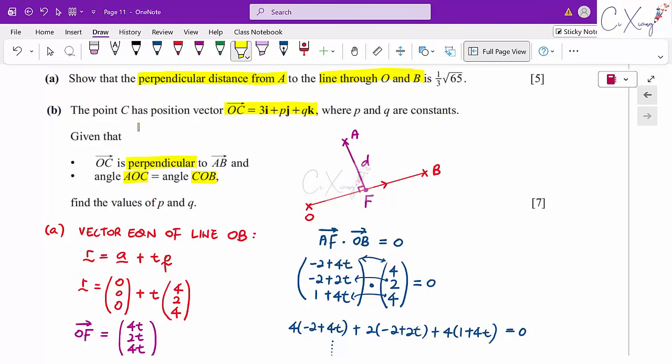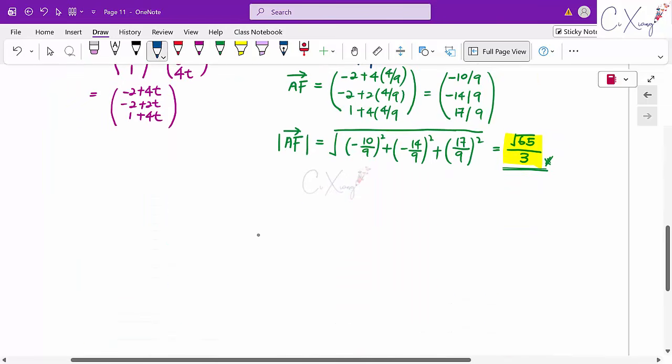Okay, so we need to solve equation now so that we can get the P and Q. So how to solve the equation? We need to use the information provided here first. They say OC perpendicular to AB. Alright, so let us start. Part B, OC perpendicular to AB.